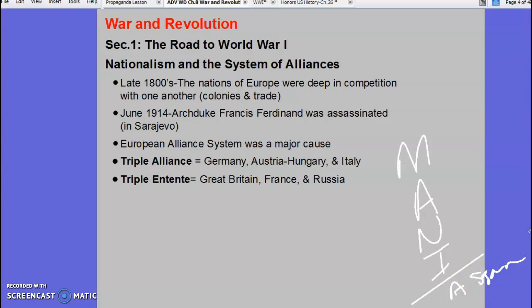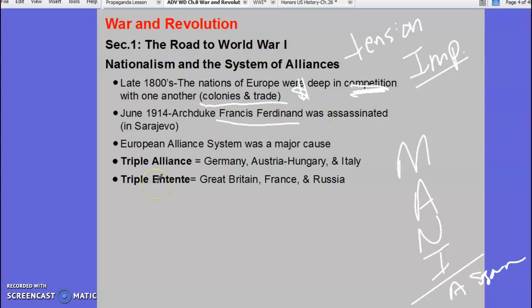Okay, throughout the 1800s, we just got done studying imperialism, right? And all these European countries were out colonizing the world. This caused extreme competition. This caused a lot of tension as they tried to create these colonies and trade for wealth. And then again, the assassination of Archduke Franz Ferdinand will be the spark that kicks off the war.